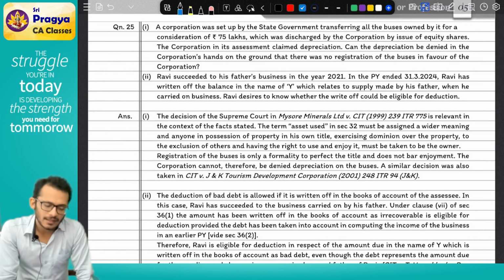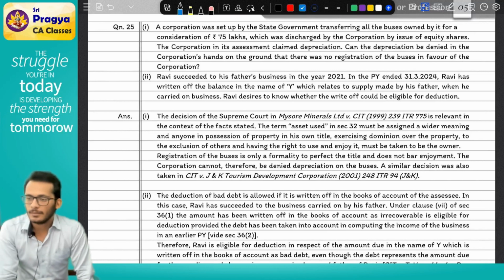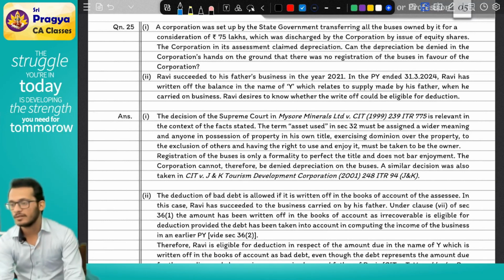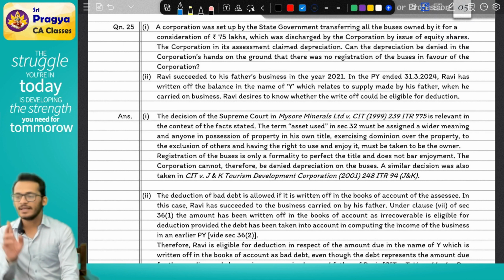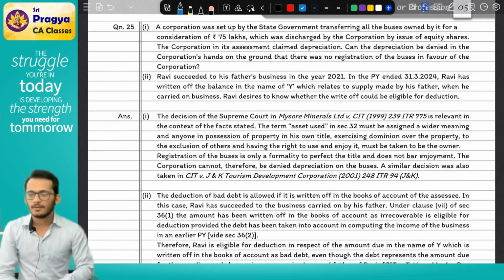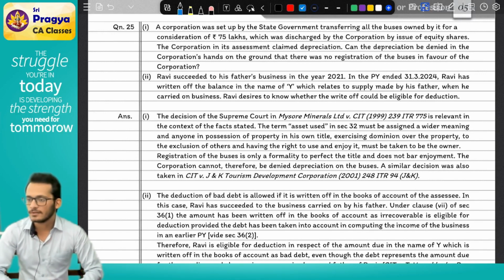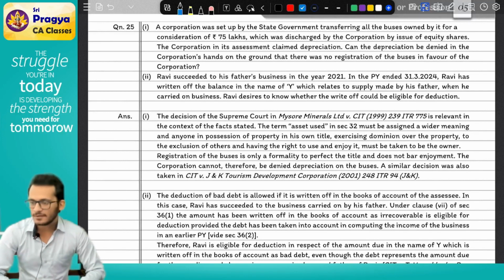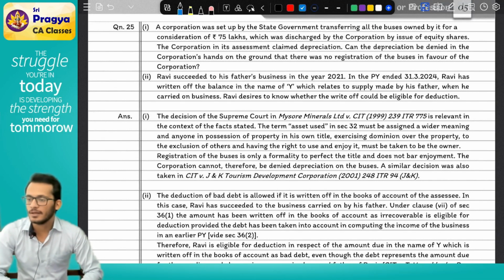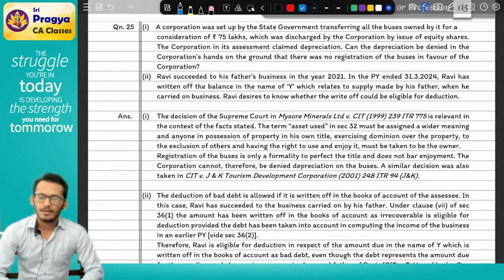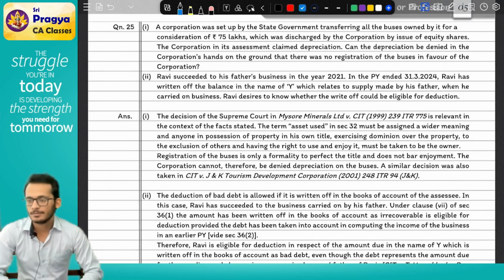Can the depreciation be denied in the corporation's hand on the ground that there was no registration of buses in the name of the corporation? Basically what happened is one person bought some buses and gave them to another person in exchange for shares. The registration was still not complete, but he wanted to claim depreciation because he has paid money for it. The assessing officer came and said, no, I will not give you the depreciation because the asset is not in your name. Question to you, can you claim depreciation or not?